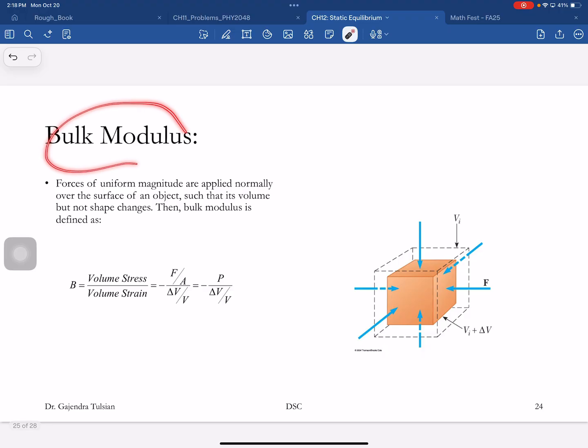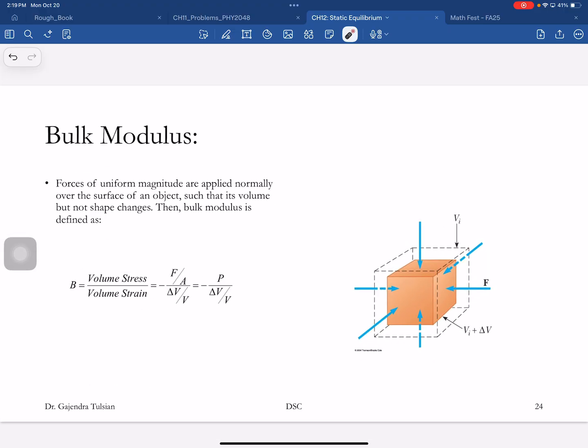Bulk modulus, when you apply pressure like this, the volume decreases. So again, there's the bulk stress, and there's the change in volume divided by that. Why is that minus sign there? Can you figure that out? What is happening to the change in volume? It's decreasing, it's negative. So we want the bulk modulus to be positive, so that's why we threw in a negative sign there.